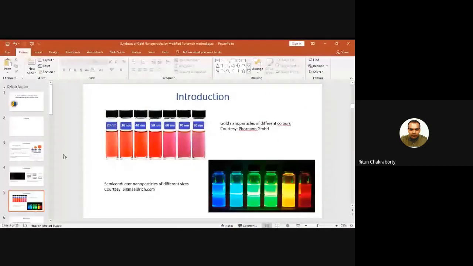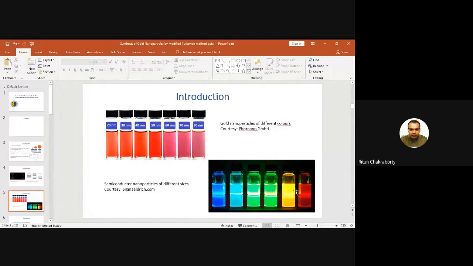So gold nanoparticles of different colors. So why different colors? Okay, I will discuss it during surface plasmon resonance. So this first figure is for metal nanoparticles. The second figure is for semiconductor nanoparticles. Not of your interest because you are working with gold nanoparticles.